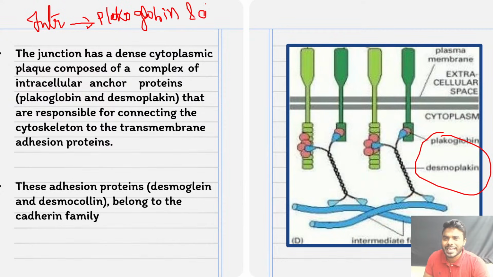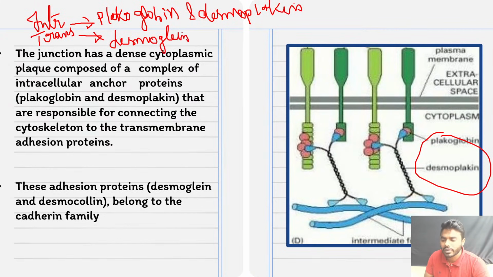Plakoglobin and desmoplakin. These two are the intracellular proteins. Undoubtedly, friends, it is associated with the transmembrane also. Correct? Transmembrane, nothing but cadherin. What are the examples here? The examples are desmoglein. You have to remember, there is no shortcut here. And desmocollin. Desmoglein and desmocollin. These two basically belong to the family of cadherin only.